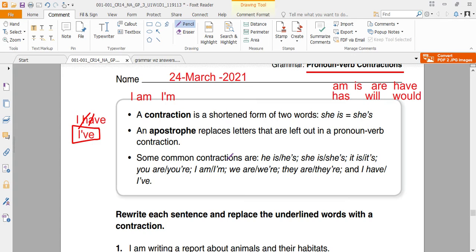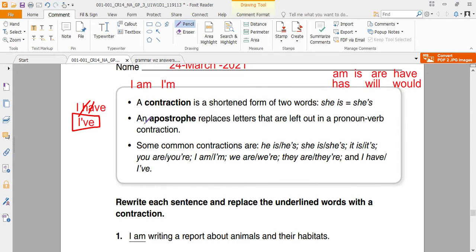Okay? So the contraction again is a short way to write two words as one word using the apostrophe and dropping some letters. The spelling is different and even the pronunciation is changed. What does the apostrophe replace here? Yes, the letters that are left out in the pronoun verb contraction. When you drop a letter, you have to use an apostrophe instead of it.